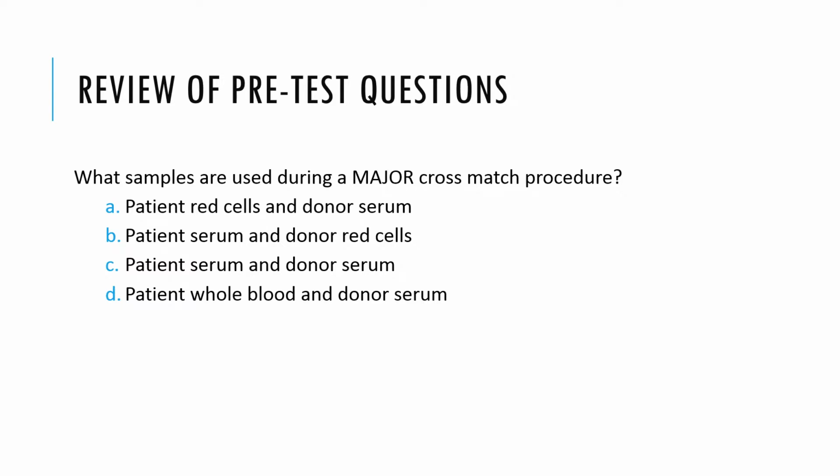Question 3. What samples are used during a major cross-match procedure? The answer is B. Again, the major cross-match is for patients that require donor red cells. We are testing to see if the patient has an antibody in their serum that will bind to an antigen on the donor's red cells. Choice A describes the opposite of this. This describes a minor cross-match. Option C will yield no results because only antibodies are present in both specimens. And option D also utilizes the patient's cells in the donor serum.